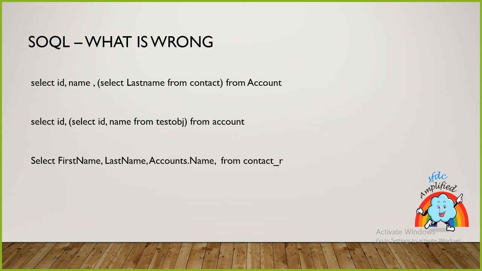So the thing which is wrong here is we are not putting accounts. We should put account dot name. Yes. And from contact, not contacts. Because from the contact we are getting first name, last name, account dot name. So here I will put contact like the way I am putting in the first one or second one. We are saying from account, not accounts, right?